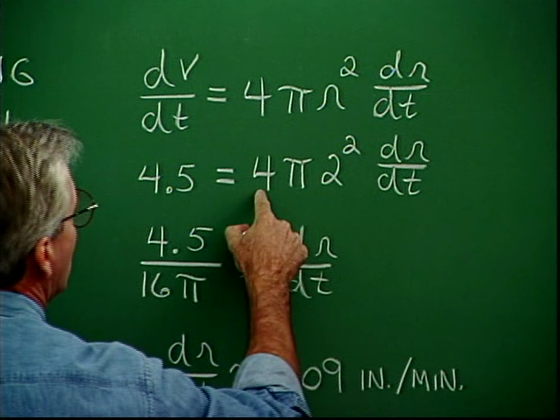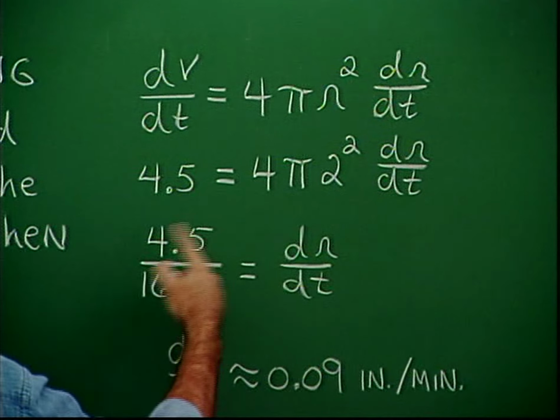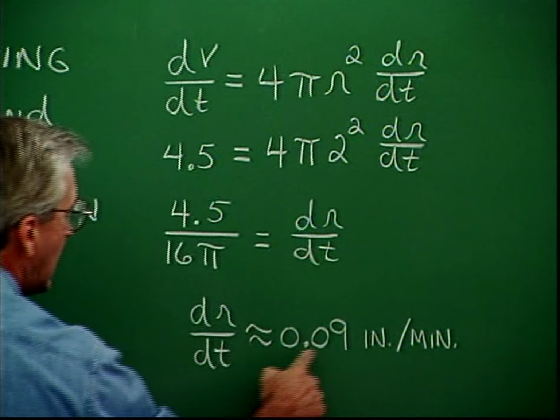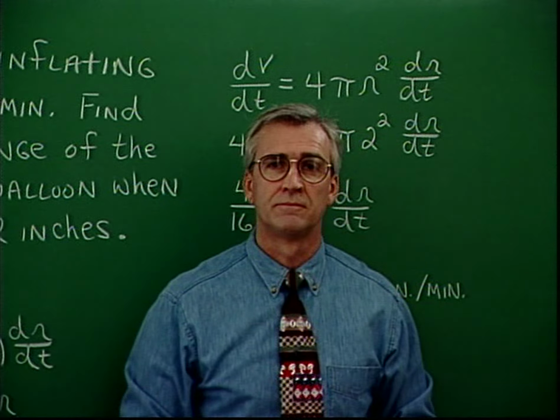2 squared is 4. 4 times 4 is 16. This is 16 pi. Dividing on both sides by 16 pi, we get this. And we find that dr/dt is approximately 9/100 inches per minute at that moment in time.